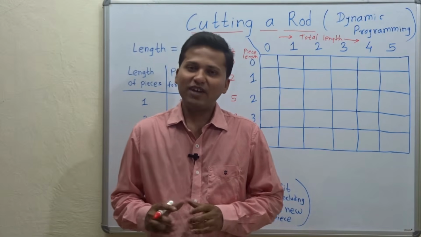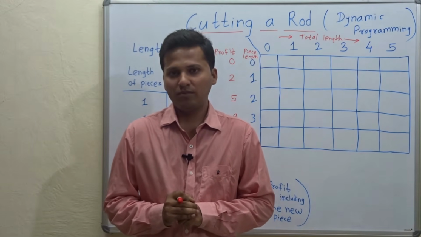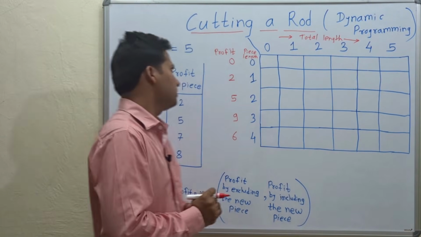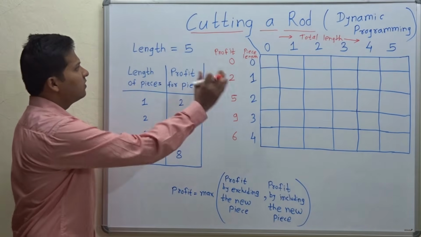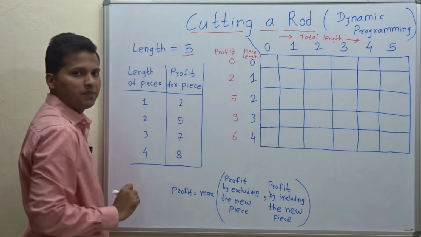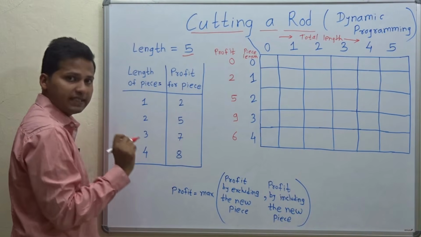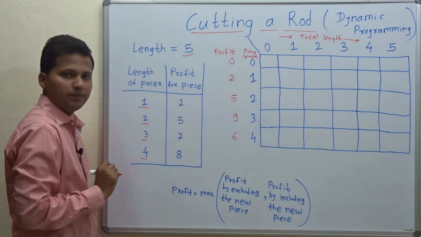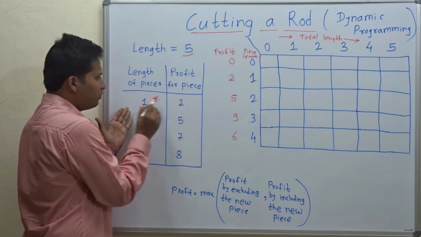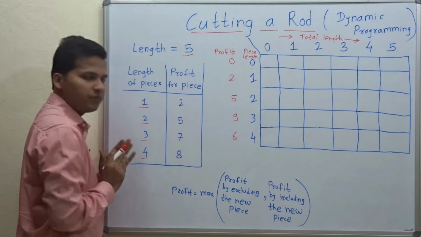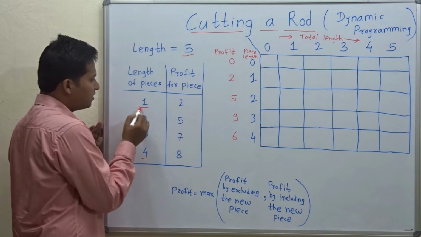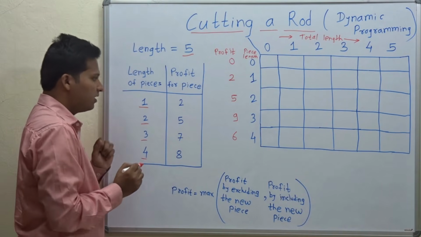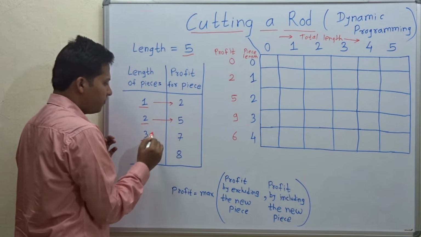Hello friends, today we are going to see the dynamic programming problem for cutting the rod so that we get maximum profit. So let's see what that is. If you are given a rod of length 5 and you can cut the rod in pieces of length either 1, 2, 3 or 4, then for each piece the profit is given to you. Means if you cut the rod in length 1 or in length 2 or a piece of length 3, then you will get the respective profits.